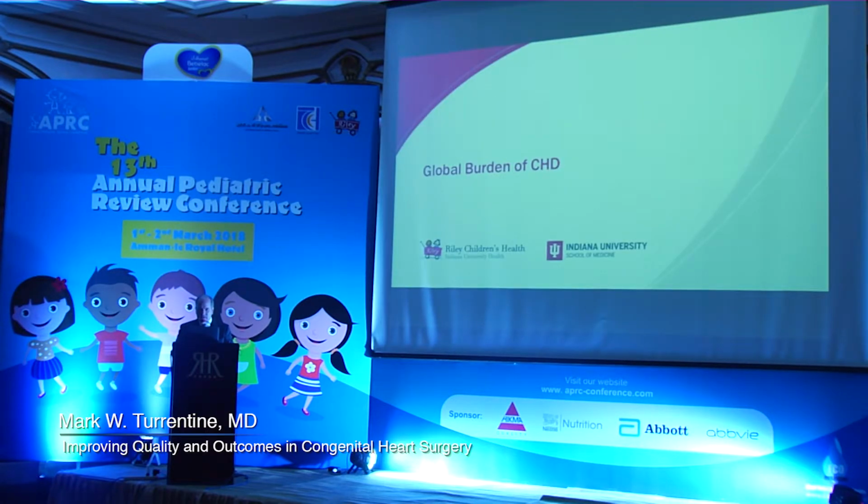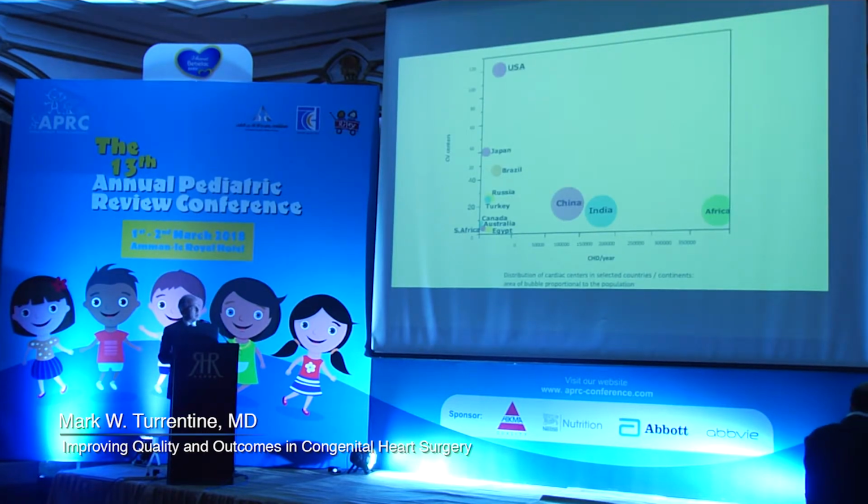First, to set this in some perspective, look at this bubble chart. The size of the bubble represents the population of those countries. Across the x-axis is the number of children with congenital heart disease per year in those countries, and along the vertical axis is the number of CV centers. This becomes important in that there's a huge global burden of children with congenital heart disease, but there's a great discrepancy in where you can get access to care.